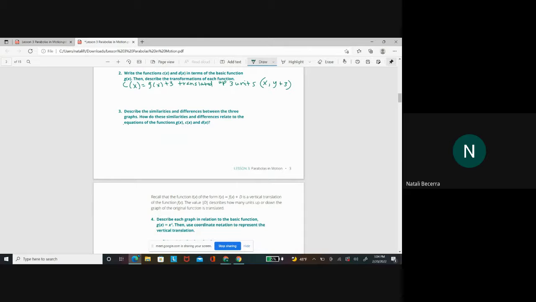And then for d of x, we had g of x minus 3. So this one translated down 3 units. Okay, and in this one the x stays the same, but the y value is what changed here, and it went y minus 3. Whatever that y value was, you subtracted 3 from it. So that's that.